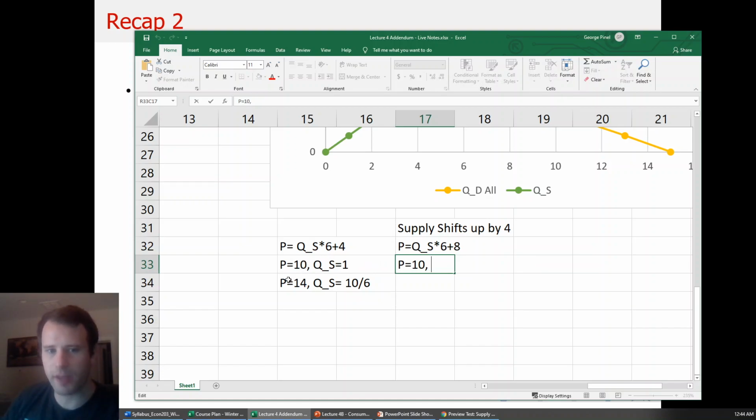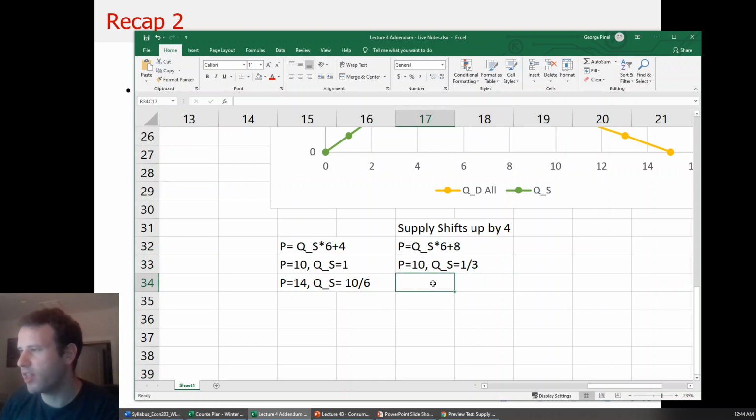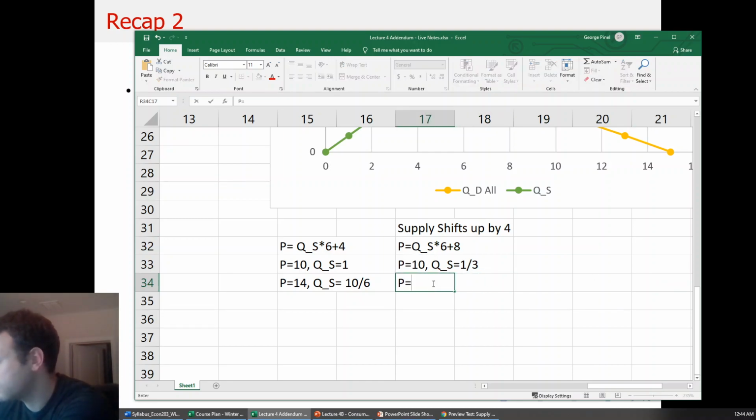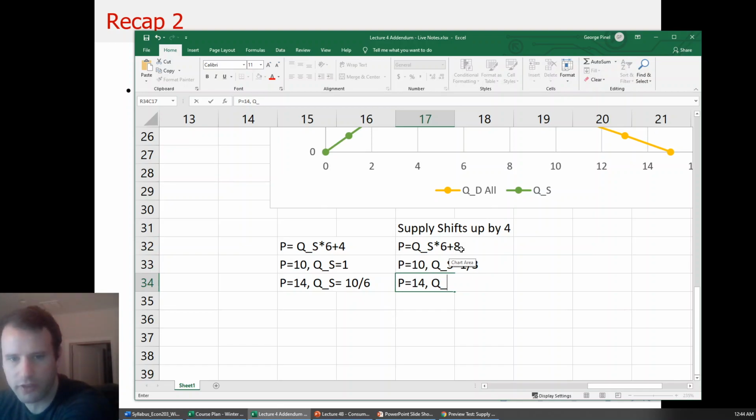And what does that mean for P? When P equals 10, QS times 6 plus 8 equals 10, so 10 minus 8 equals 2, divided by 6 would be 1/3. So the new quantity supplied is equal to 1/3. Is that right? Yeah. And then let's say P equals 14. QS times 6 plus 8 equals 14. QS times 6 equals 6. So QS is now equal to 1.